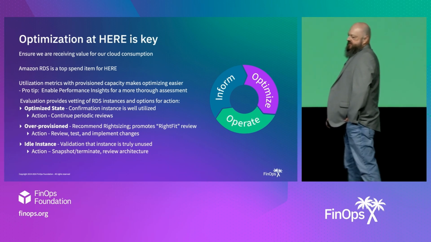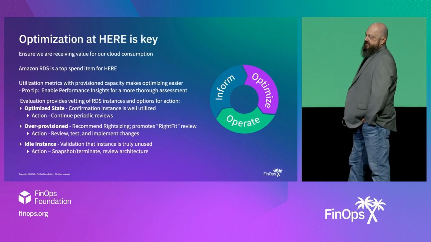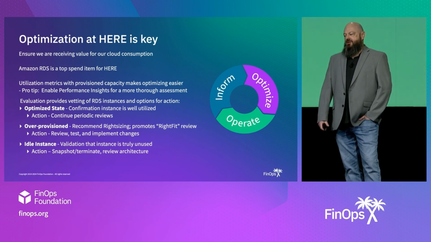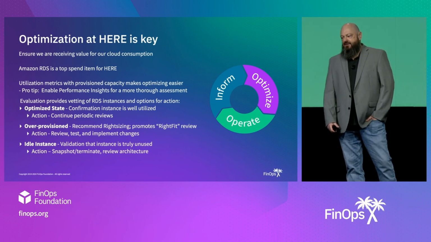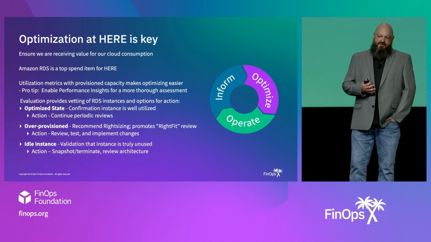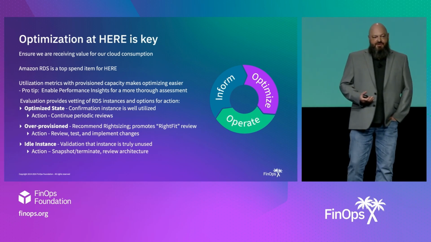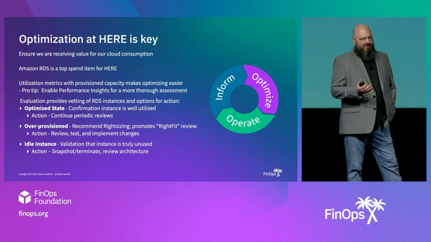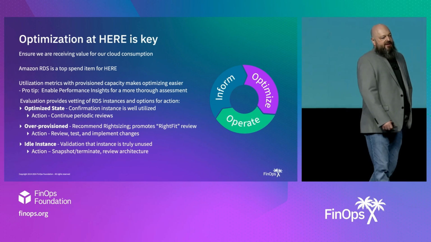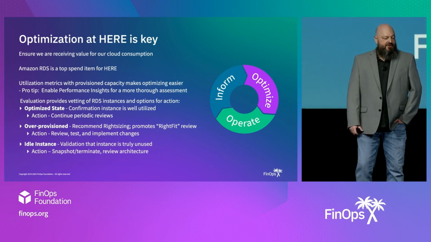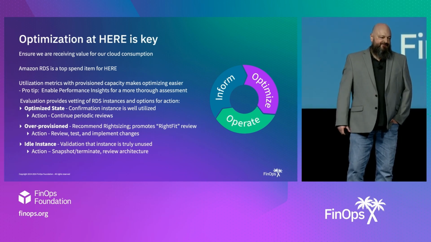So the power for this solution for us is that this evaluation gives us a vetted assessment about our RDS, and it helps to categorize instances in 3 different areas. So first, it lets us know if the resource is in an optimized state. This is where we want to be. This is where we want everyone to be. And what we can do from here is just continue with our periodic checks.